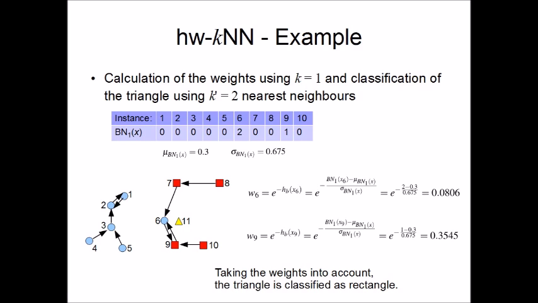Similarly, we can calculate the weight of instance number 9, and this will be, in the end, 0.3545, and the reason why instance number 9 has a higher weight is that instance number 9 only appears once as bad nearest neighbor of another training instance. So, we trust instance number 9 somewhat more than instance number 6 because instance number 6 appears twice as bad nearest neighbor of other instances. Taking these weights into account, the new instance, this triangle, will be classified as a rectangle.